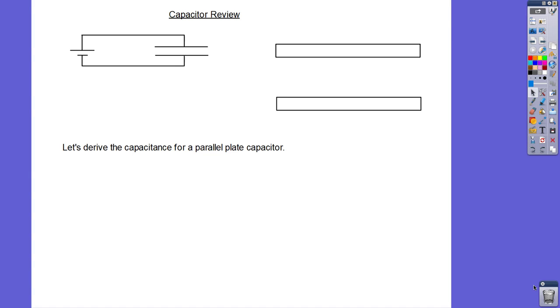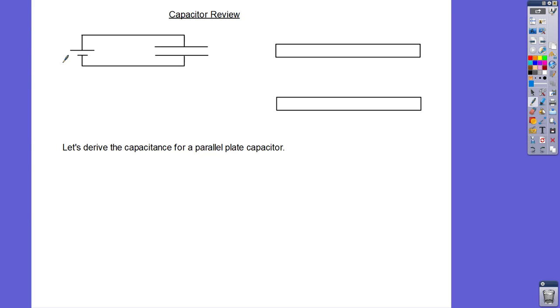Hi everyone, here's a little capacitor review, getting ready for the AP test. And so remember, with capacitors we're going to deal with parallel plate capacitors. And parallel plate capacitors, you hook them up to a battery and we have that charge separation.